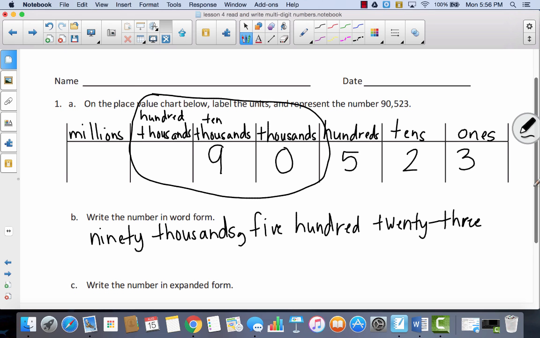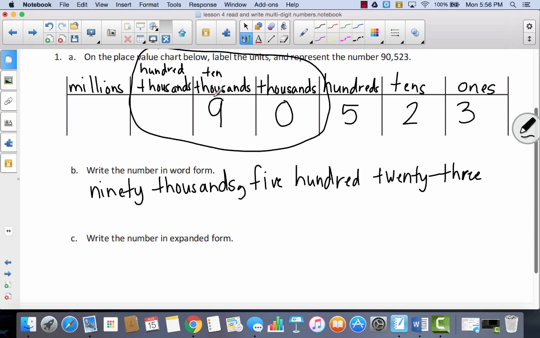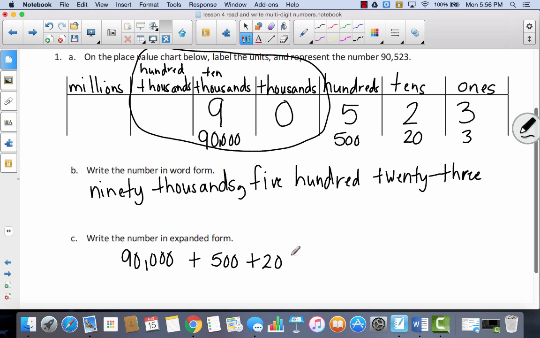Okay? All right, so let's move down to expanded form. So now I have to look at the value of each of these digits. Well, if this 9 is in the 10,000s place, then it has to have a value of 9 10,000s or 90 thousands. This has no value. These are 5 hundreds, 2 tens, and 3 ones. So in expanded form, this would be 90,000 plus 500 plus 20 plus 3.